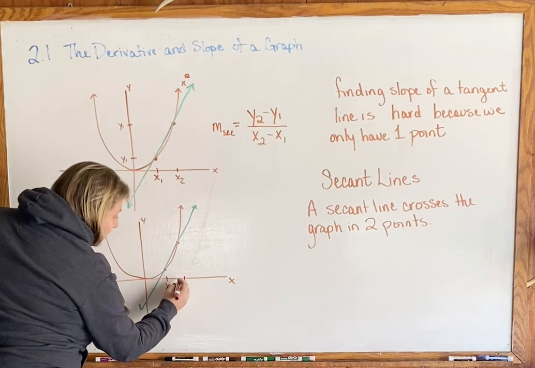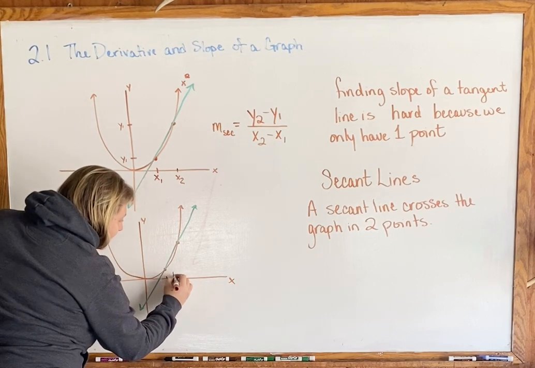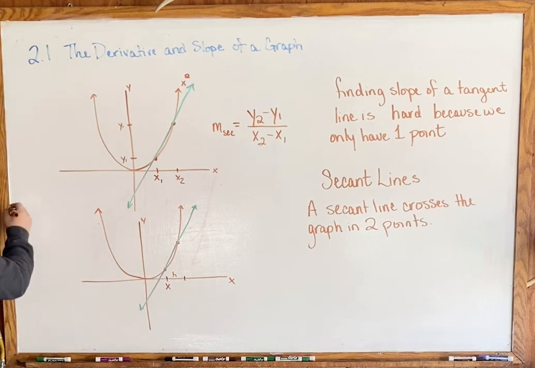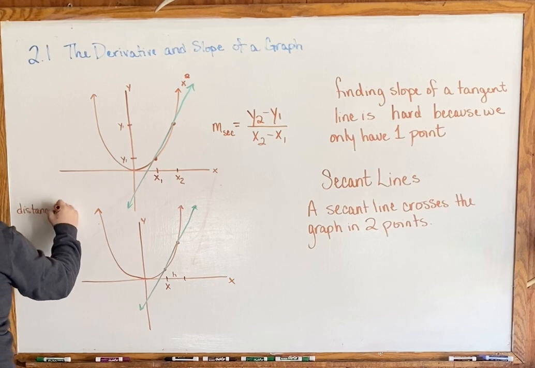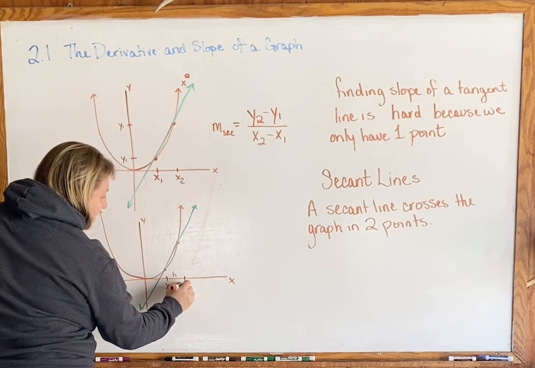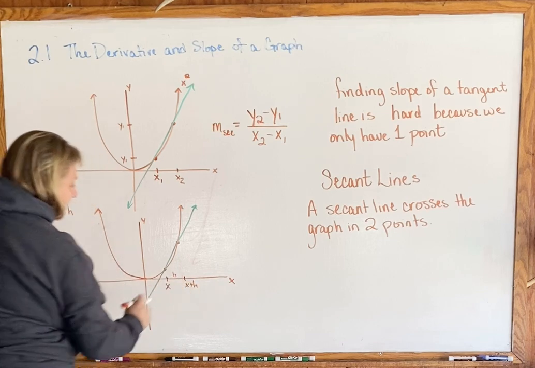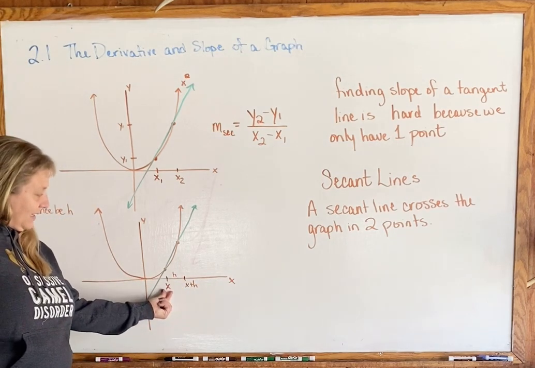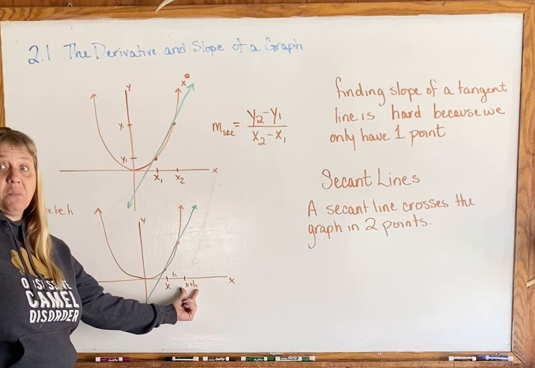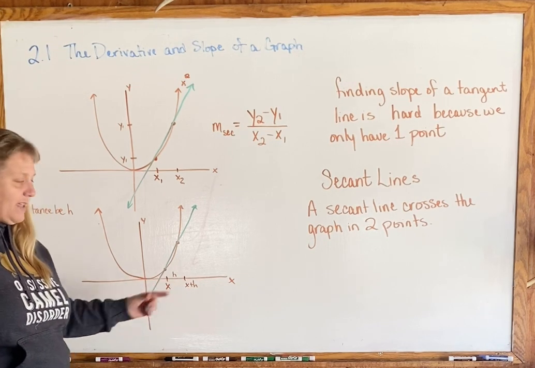Now, what I'm going to do is label this distance between these 2 hash marks h. So we're going to let the distance be h, which means that this point now becomes x plus h. So if this is x and we add h to it to get over here, this becomes x plus h. Everybody okay with that?